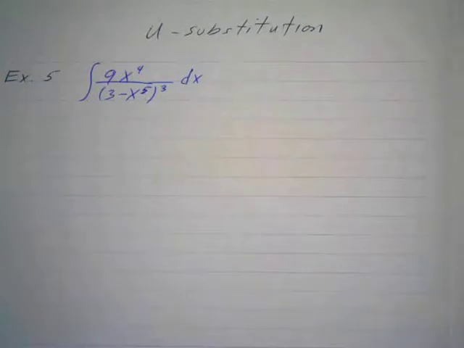So here's an example of u-substitution. The antiderivative of 9x to the fourth, all divided by (3 minus x to the fifth) cubed.